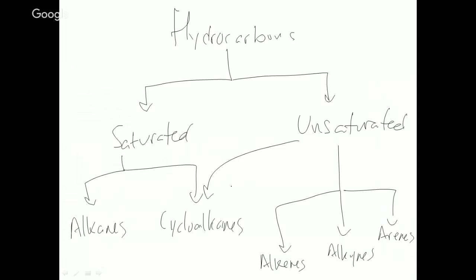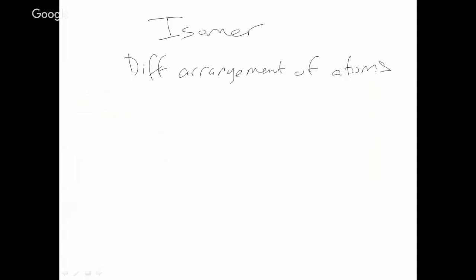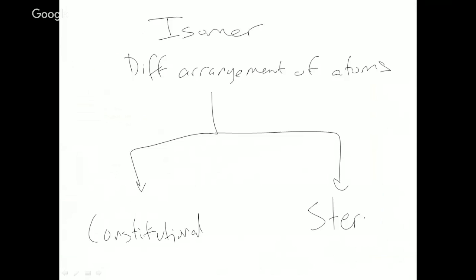Now let's introduce another sort of little table like this. Let's introduce a term, isomer. An isomer is a different arrangement of atoms. The atoms are mixed in a different arrangement. We're going to see that there are two types, constitutional and stereoisomers. We'll get to stereoisomers in chapter 5. Constitutional isomers are where the atoms are in different arrangements. They're moved around, so to speak.